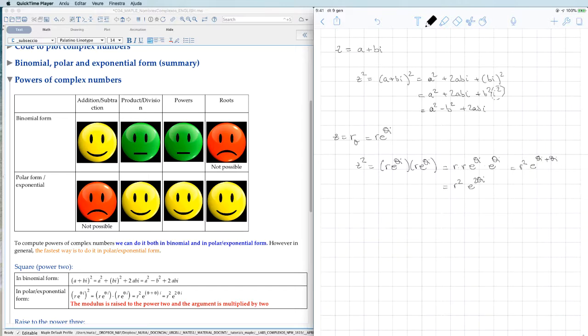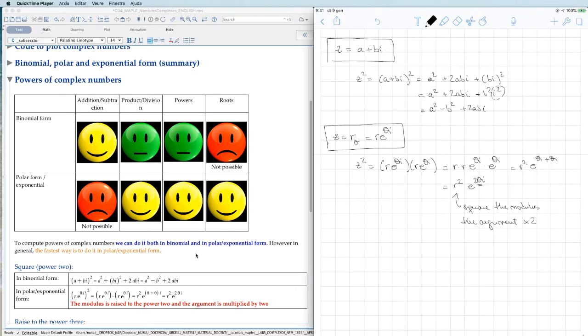So when we compute the square of a number in polar form, we square the modulus, but be careful because the argument is multiplied by 2. Okay, so this is if we want to compute the power 2, the square of a number. So we can do it either in binomial like this or in polar form.